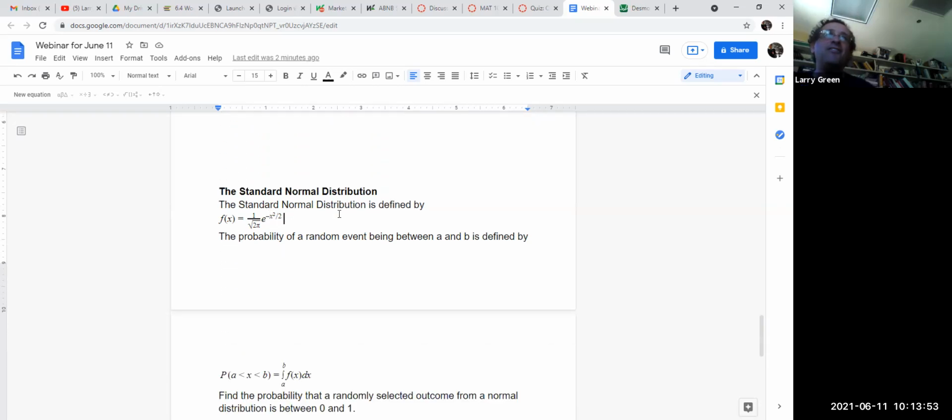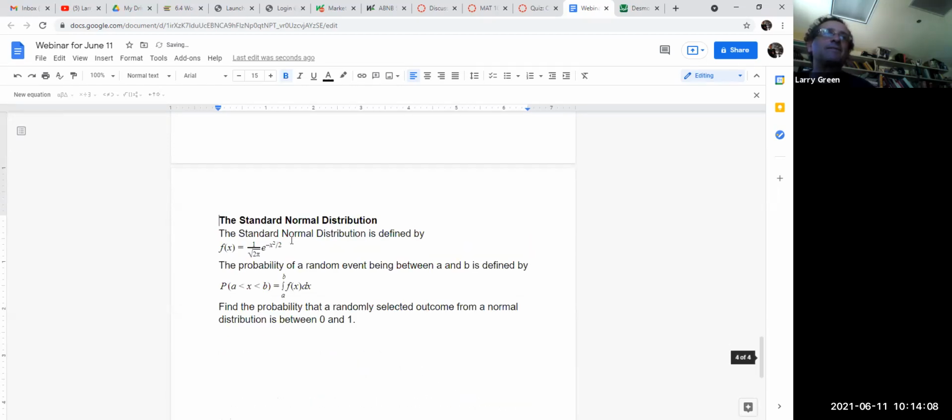But the standard normal distribution is defined by 1 over the square root of 2 pi e to the negative x squared over 2. And the probability of a random event being between A and B is defined by the integral from A to B of f of x dx. Okay, you don't get that in elementary stats because it's just too hard. You just graph it and you shade an area under a curve. You don't ever talk about integration, but area under curve is integration.